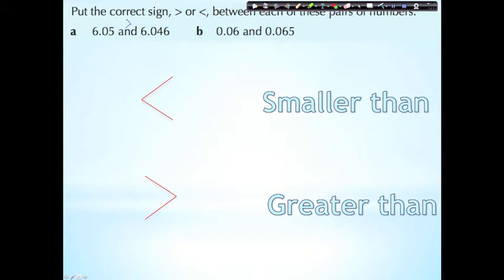And then the next one, we've got 0.06 and 0.065. Okay, these two are a little bit more tricky because they both start off 0.06. Okay, the second number has a 5 at the end. So if I was to put in a 0 here, now we can see maybe a little bit better which one is bigger. Because when we go on to compare the thousandths column, the 5 is bigger than the 0. Okay, so 0.06 is smaller than 0.065.